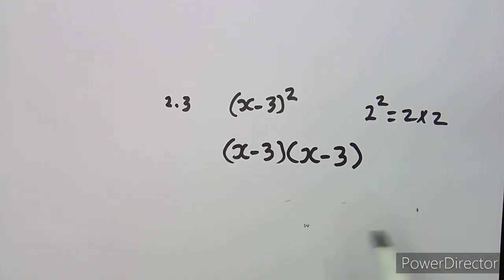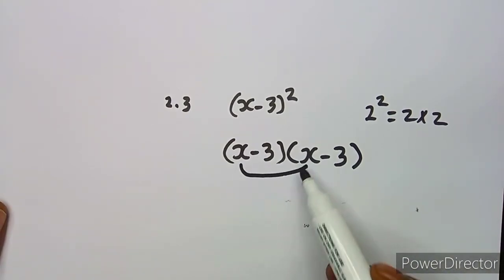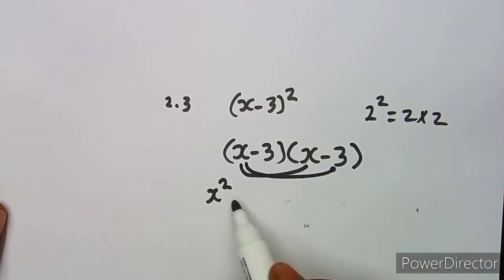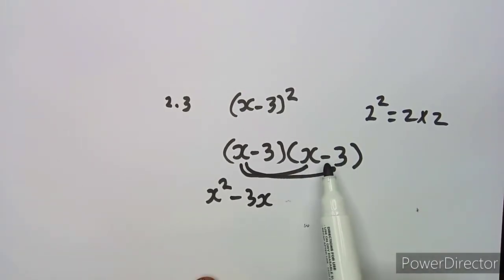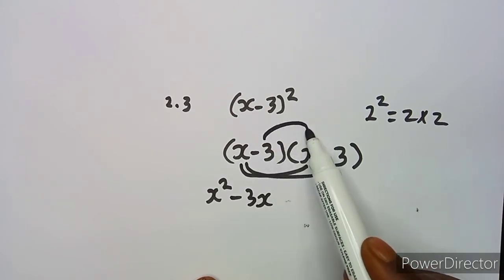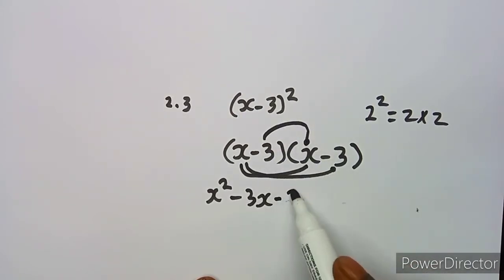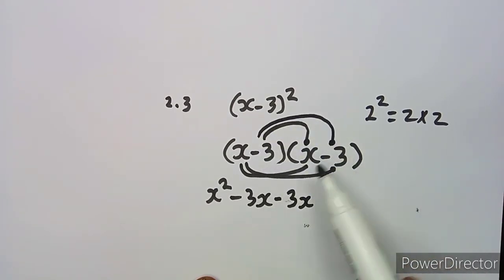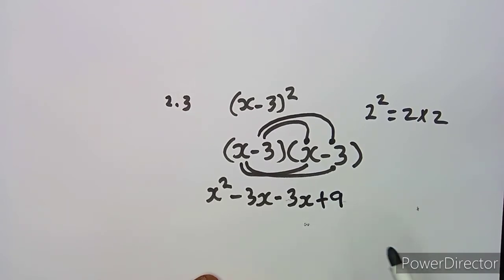So remember how you expand, so it's going to be x into x, which is x squared, x and minus 3, which is minus 3x. Okay, we are done with this x. It is multiplied each and every time. We move on to minus 3 and x, which is minus 3x, minus 3 and minus 3. So take note, this is a negative and a negative, which is going to give us positive 9.